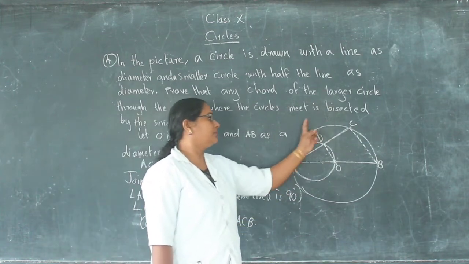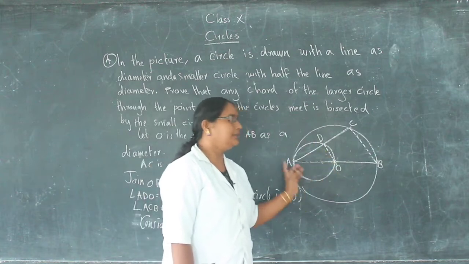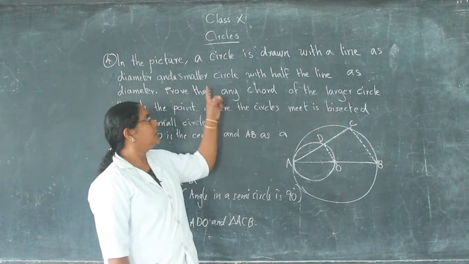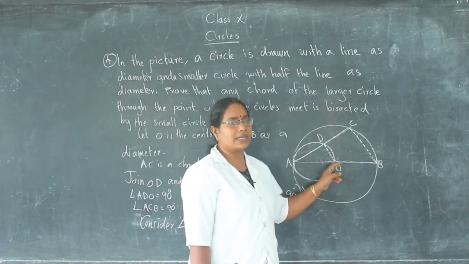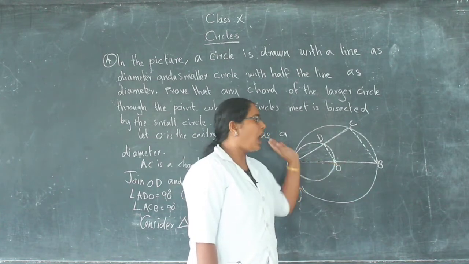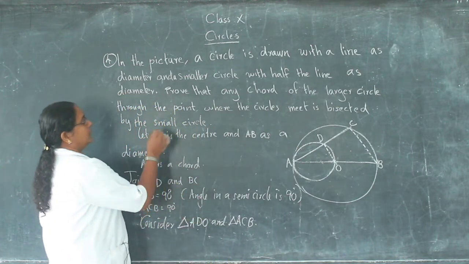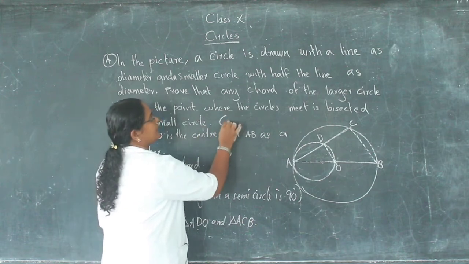Therefore, there is one large circle and also a small circle, but one condition is given. The relation between the diameters is that the small circle's diameter is half of the large circle's. That is given in the question already. What is given?